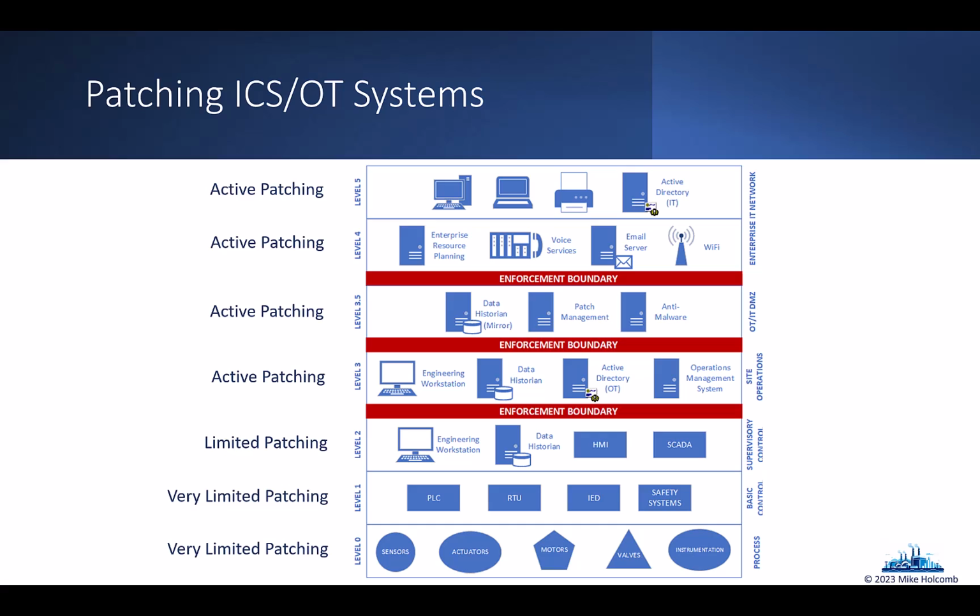And at level 3, same thing. If safety isn't a factor and availability doesn't rely on those systems, then you know what? Go ahead and patch. And make sure you have a backup plan in case something crashes that you can restore it quick enough. And then maybe have limited patching at level 2 where you still see some of those other traditional Windows assets like the engineering workstation and data historian.